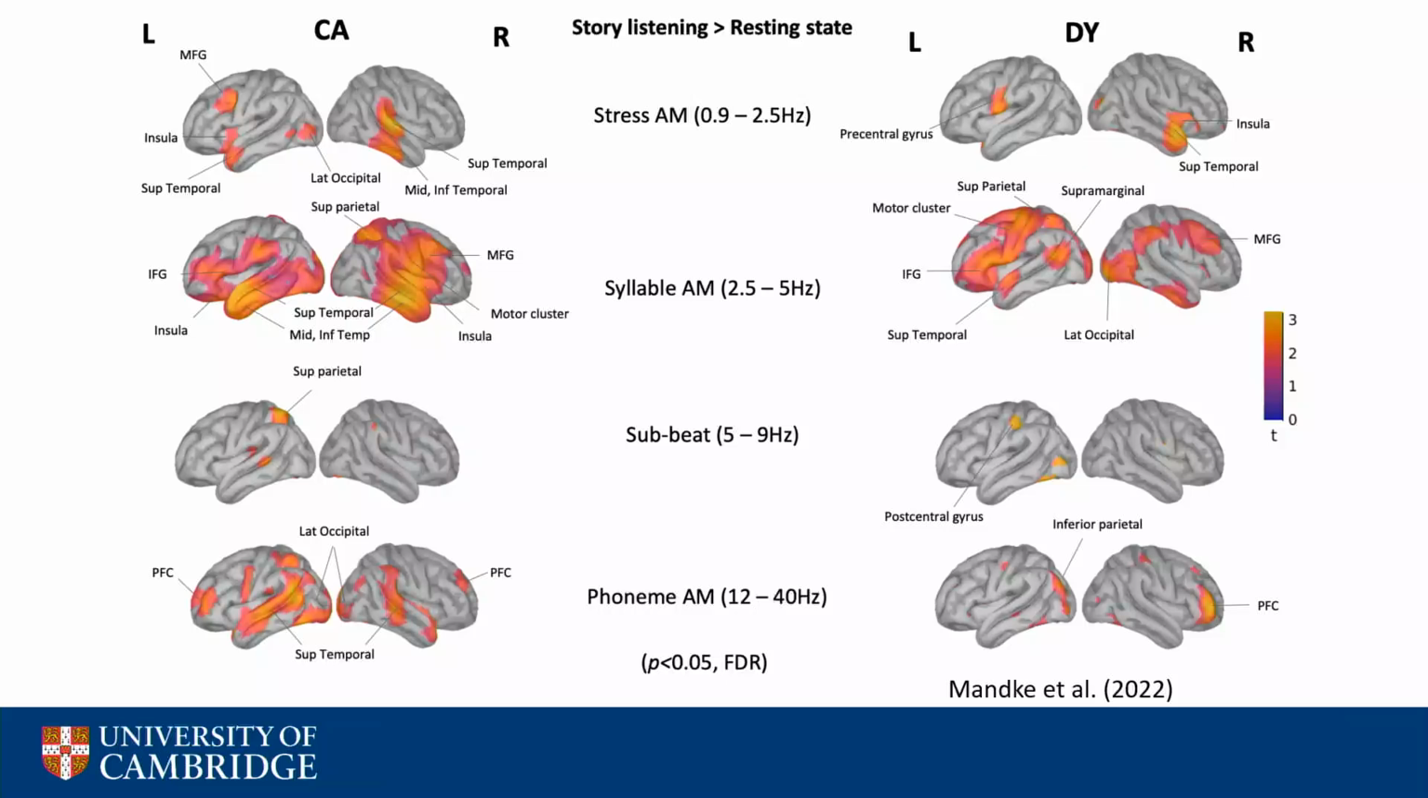In adult literature, it's been shown that this is the region that's involved in keeping time of incoming stimulus, so it's updating predictions. But of course, in a naturalistic paradigm, you can't really test those hypotheses. In the phoneme AM band, again, you see activity that's localized in the auditory cortex, but very sparse, if not nearly absent, activity for dyslexics.